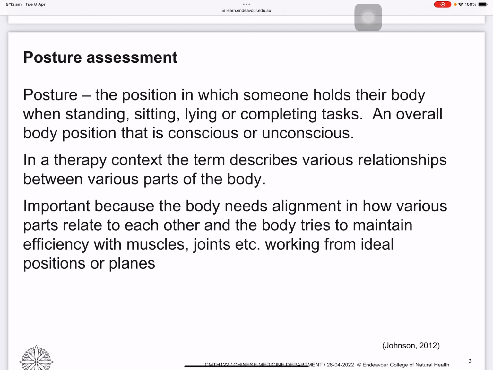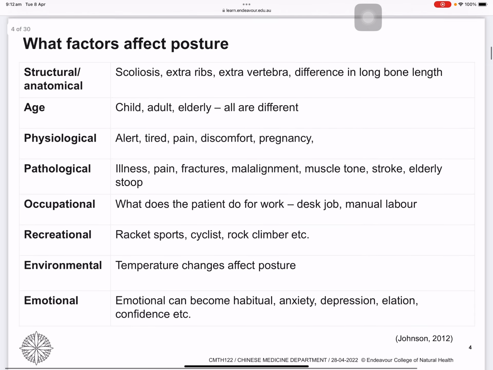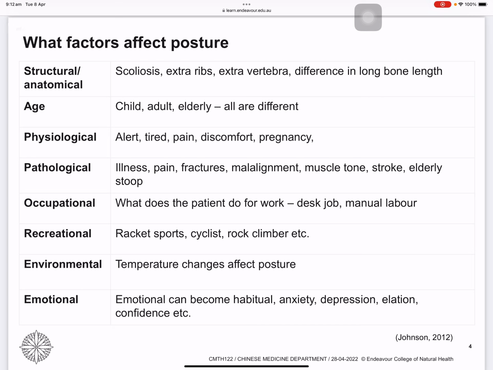There are quite many factors that affect your posture, or a patient's posture. The first one is structure: scoliosis, extra ribs, because every nation may have some differences in their bone length, and their age, child, adult, or elderly, they all have different posture.